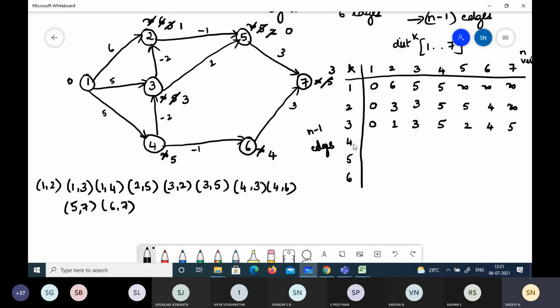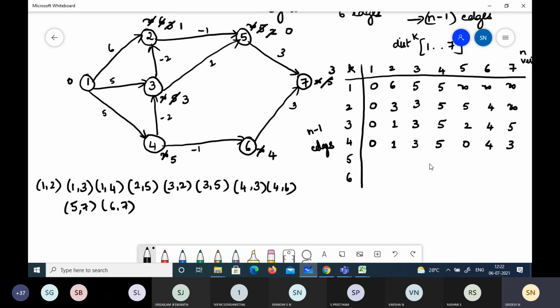So now let's write down. So we have 0. And at 2 we have value 1, so we'll write down 1. At 3 the value is 3. At 4 the value is 5. At 5 the value is 0. At 6 the value is 4. And at 7 the value is 3. Okay? Now, if you will observe, let's try for one more iteration.